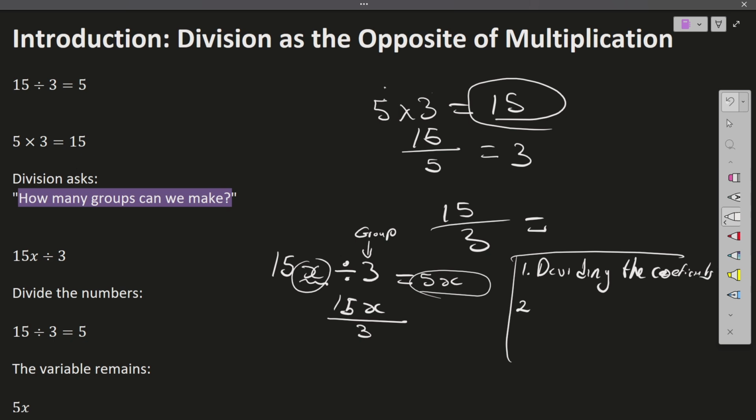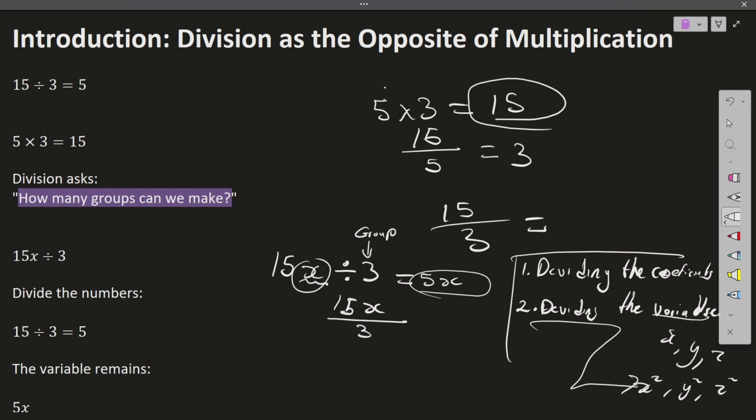And number 2, we said in multiplication we multiplied the coefficients and then we worked with the variables. We were multiplying the variables, but now we are going to be dividing the variables. And so remember, our variables are either x, y, z, or any other letter, or it can be x squared, y squared, z squared, or any other power. Okay, let's remember those are variables.